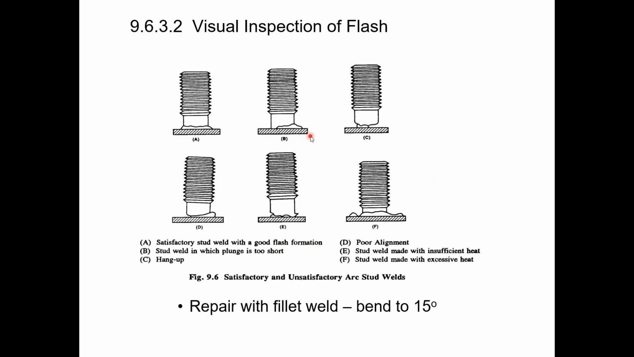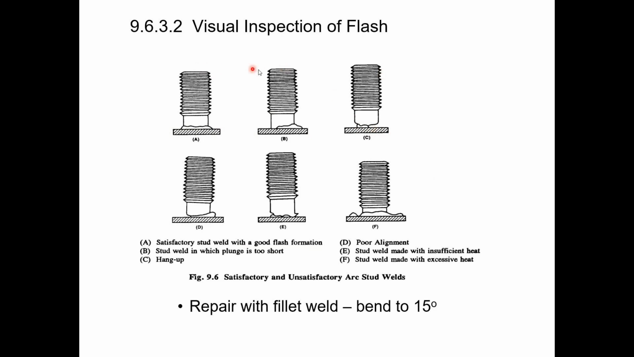B, this is a stud weld in which the plunge is too short, so you didn't push it down enough maybe, and so you're not seeing that flash all the way around. C is something got hung up in the gun that didn't allow you to plunge that stud down at all. So you can see where it tried to sort of meld together, but it didn't really do it because it didn't plunge down into the steel.